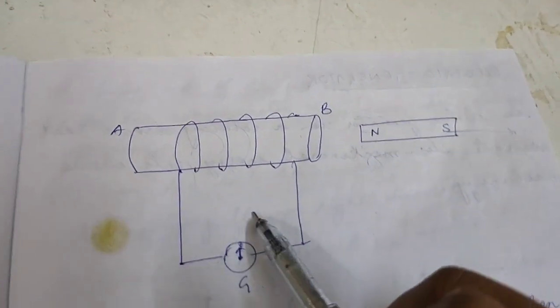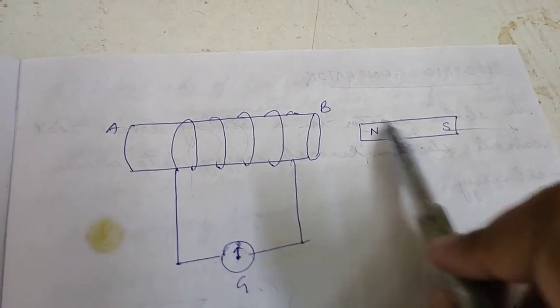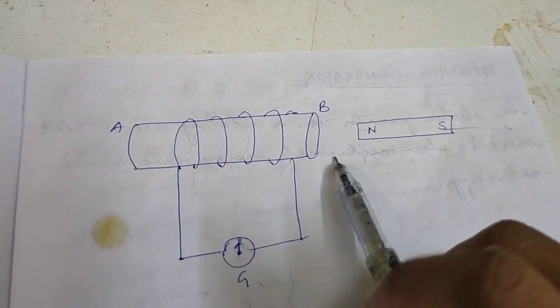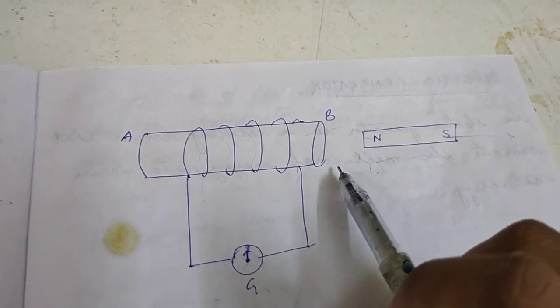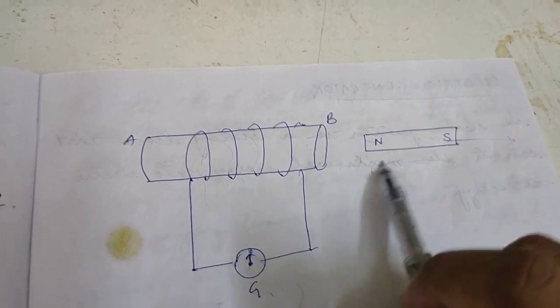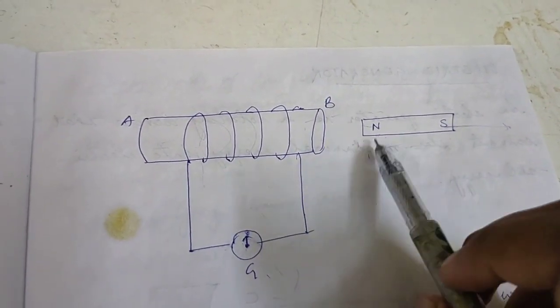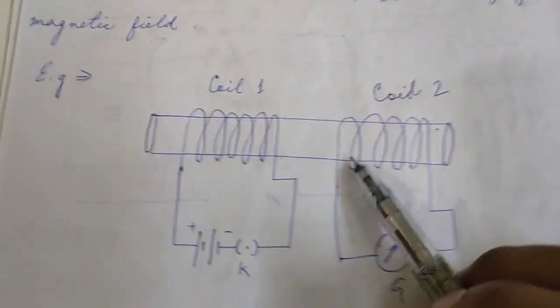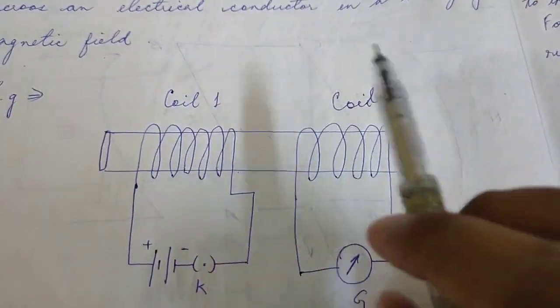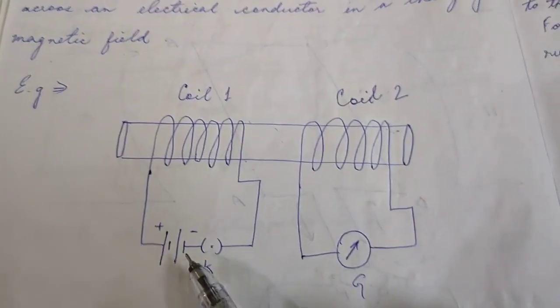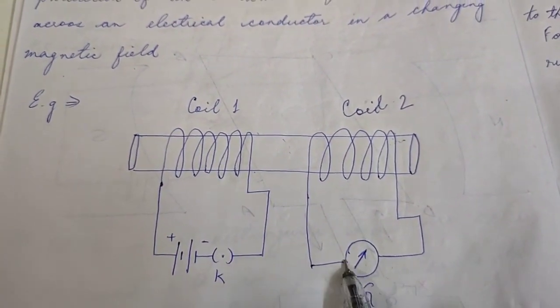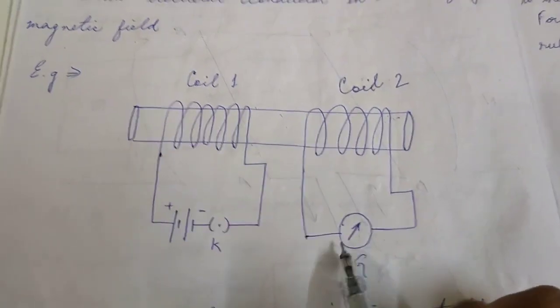Now in the second example, instead of a bar magnet, I will consider one electromagnet. That means due to a change in current, magnetism will be produced in a conductor, that is known as an electromagnet, which I have already discussed in the first part. Now let us begin. This is our second example. These are two coils, coil 1 and coil 2. In coil 1 we have shown a battery and a switch, and in the second coil we have given a galvanometer.